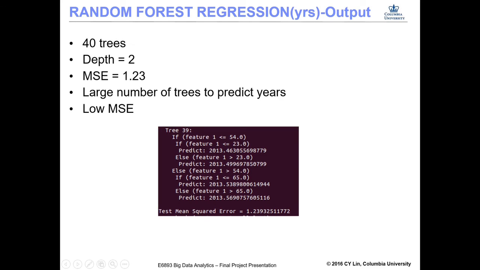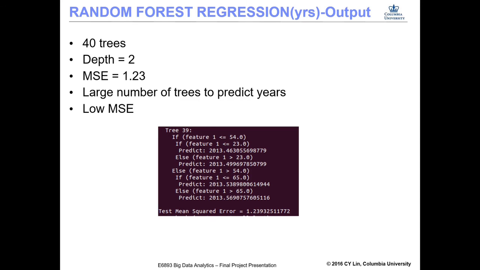Now, as I told earlier, there are 40 trees and the depth of each and every tree is 2. We find that the mean squared error is approximately 1.23. Since we have used 40 trees, there are a large number of trees to predict the years. So you find that the mean squared error has been very low comparatively.